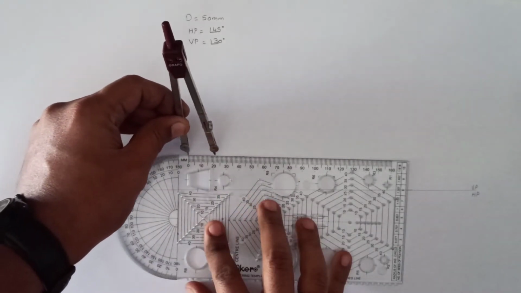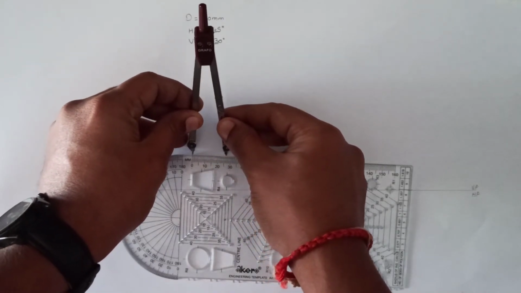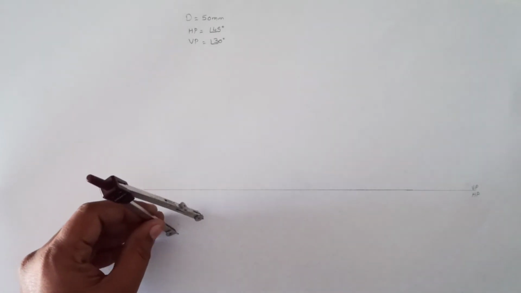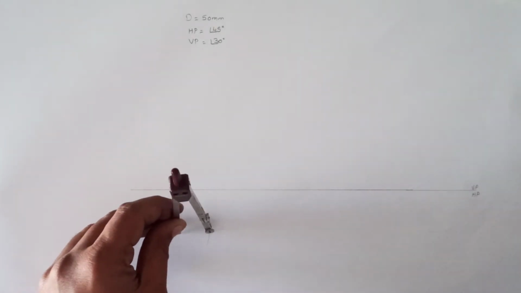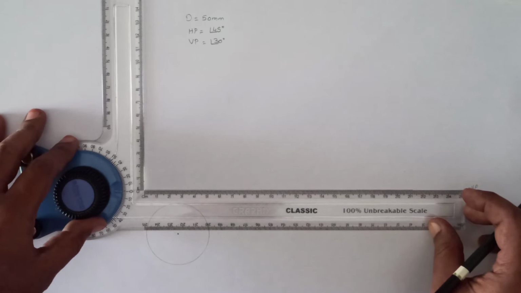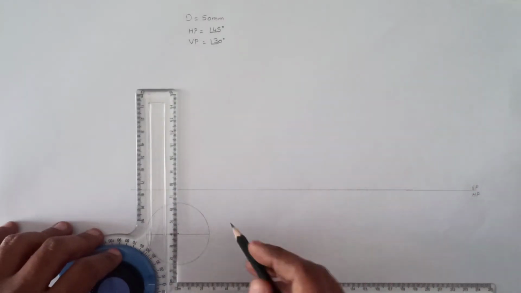Since the diameter is 50 mm, in the compass you can take 25 mm, which means the radius. Next, with this 25 mm as radius, we can draw a circle of diameter 50 mm. The circle can be divided into a number of equal parts. For our convenience, we will be dividing the circle into 4 equal parts.